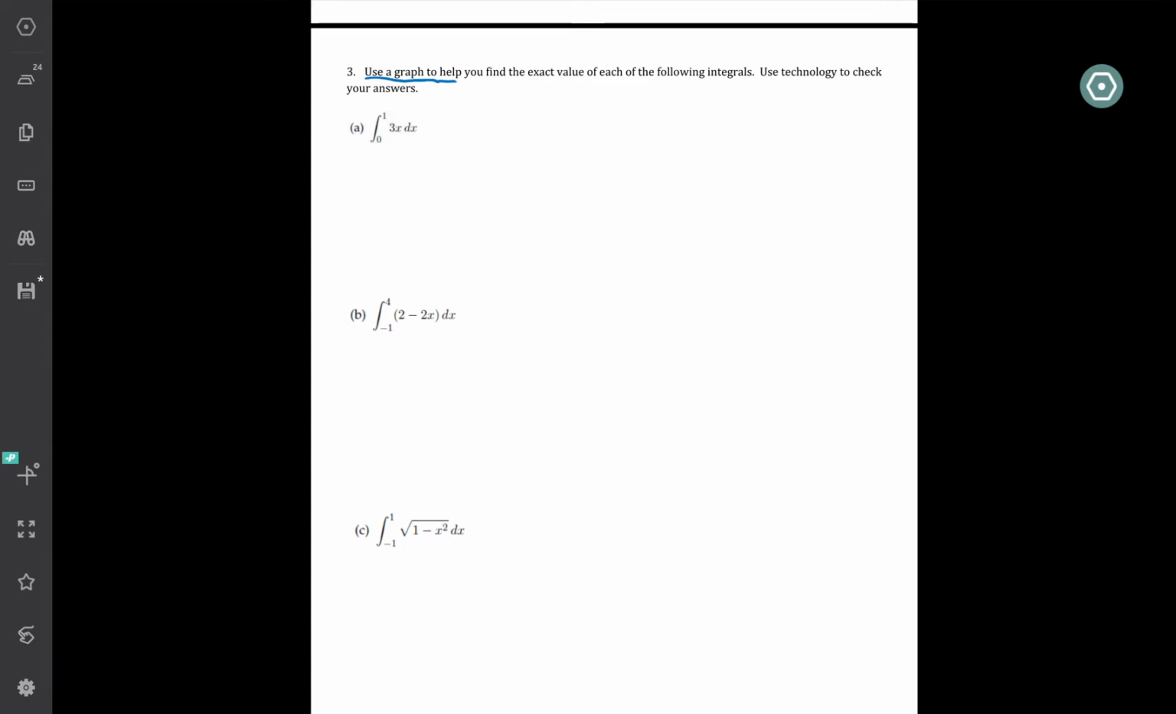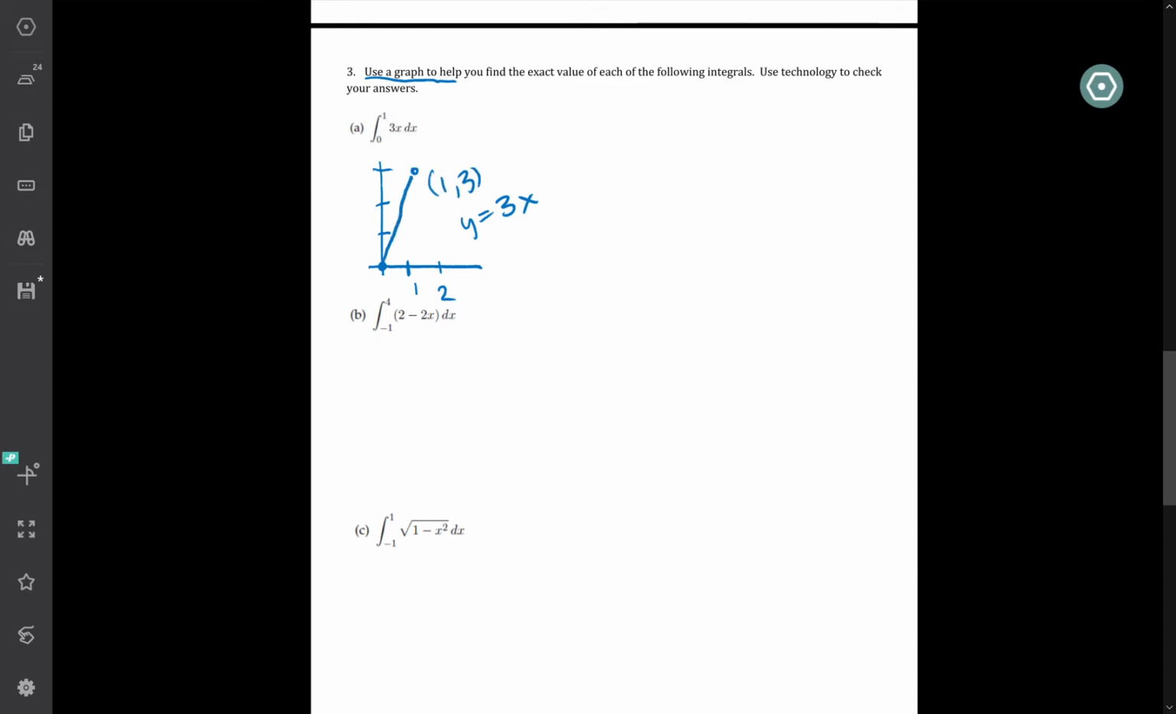So I would first like to figure out what the graph of y equals 3x looks like on the interval 0 to 1. I know it's a line, y equals 3x. It crosses through the origin and it has a slope of 3, which means from here I'm going to go over 1, up 3, 1, 3, and whoops, very crooked. Pretend this is a straight line. This is the graph of my function.